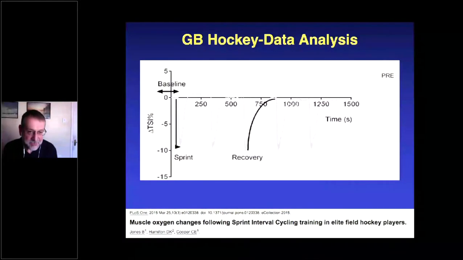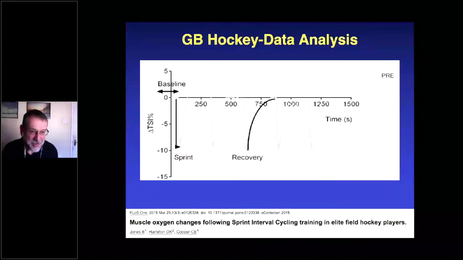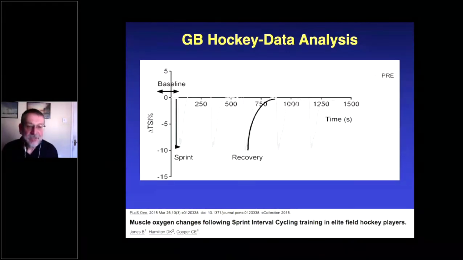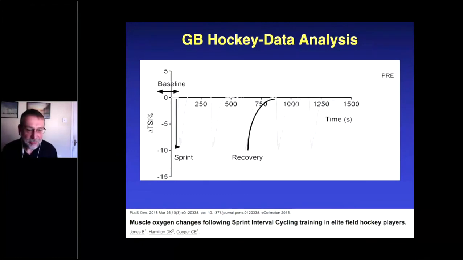The basic technique we did is repeated Wingate tests. That's 30, 45 seconds, flat out, as high a weight as you can manage, and then pause and wait a minute or 2, 3 minutes, and repeat, repeat. We did 5 repeats with hockey players to measure the extent of the drop in saturation and then the recovery.